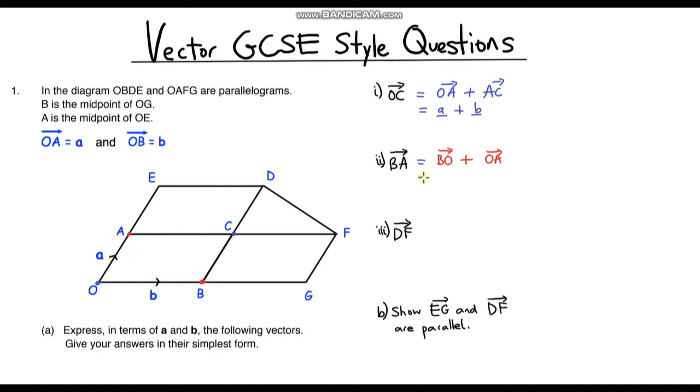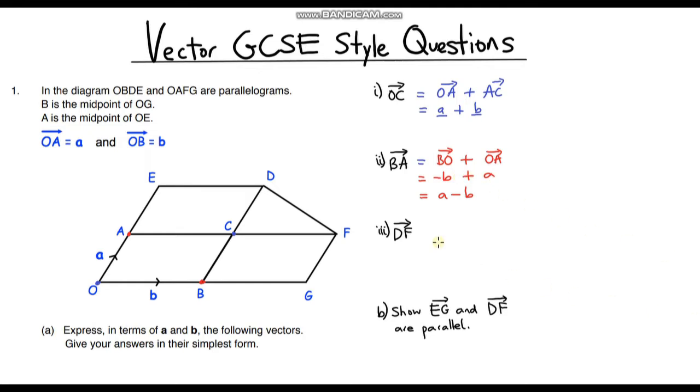Okay, so what are these two vectors in terms of A and B? Well, the vector BO, that's in the opposite direction to this vector. So it would be negative B. And then we're going to add on this vector. Well, that vector is just A. So we're going to add on A. So our answer is negative B plus A, or just to make things a bit tidier, we can say A minus B. These two things are exactly the same. So if you did leave it like this, that's absolutely fine.